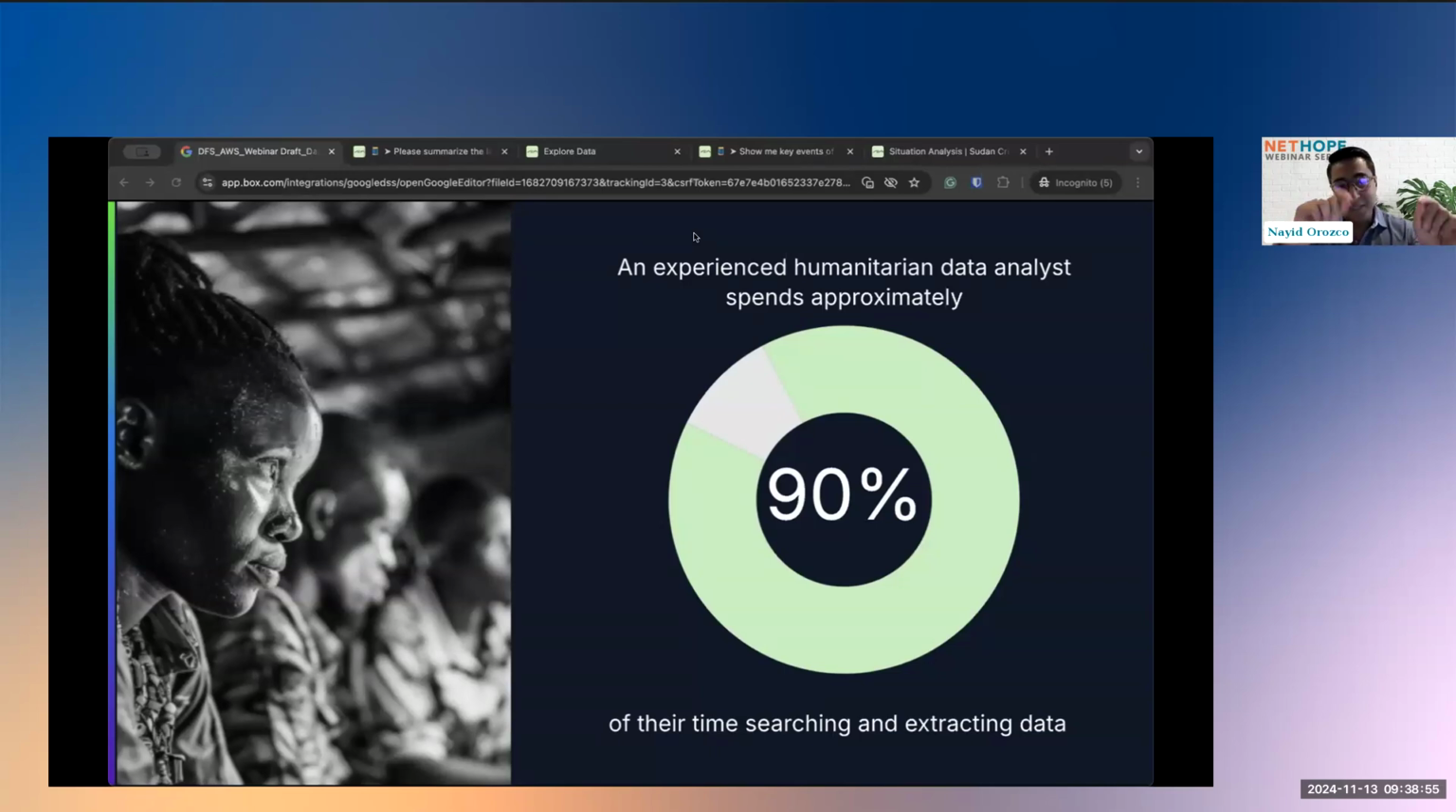She is drowning in data, switching between dozens of browser tabs, scanning through reports, cross-referencing news and articles, and trying to verify the information that is coming. Time is running out, and the information she needs is scattered across multiple sources. This is not just Sarah's story. This is the reality for humanitarian workers worldwide. In fact, an experienced humanitarian data analyst spends approximately 90% of their time just searching and extracting data. And think about that. Imagine a 10-hour workday. That's 9 hours spent just looking for and gathering information, leaving only 1 hour for actual analysis and decision making.